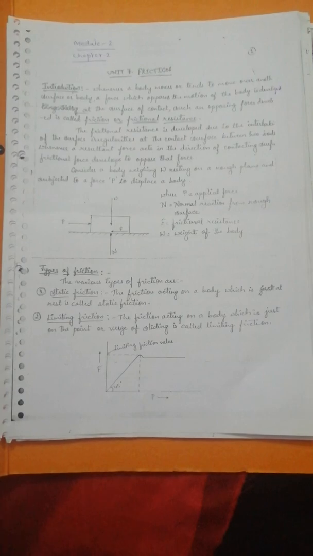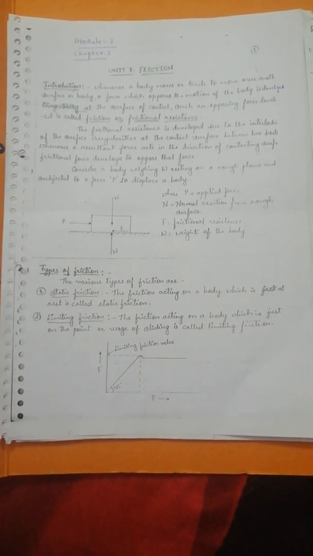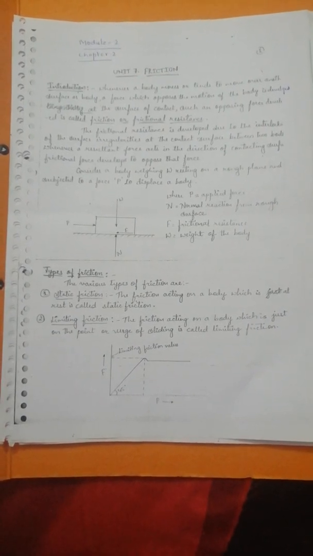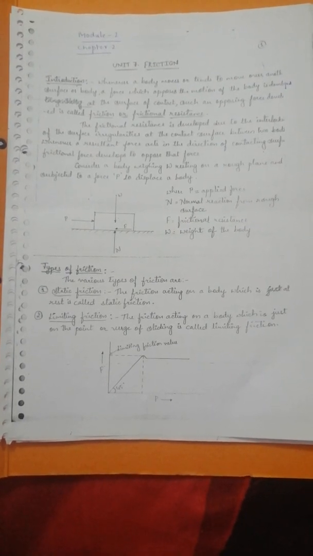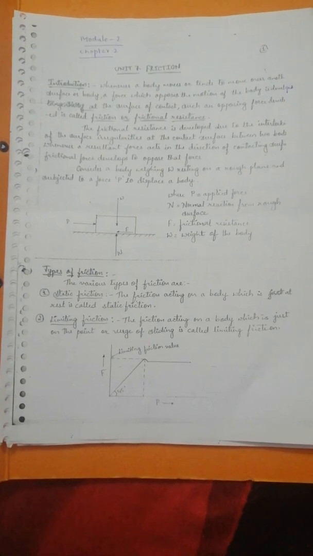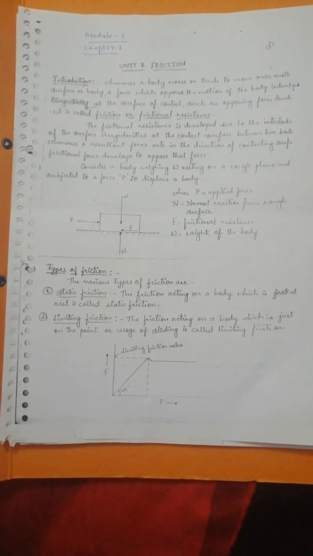Friction is nothing but whenever a body moves or tends to move over another surface or body, a force which opposes the motion of the body is developed at the surface of contact. Such an opposing force developed is called friction, or we can say frictional resistance.